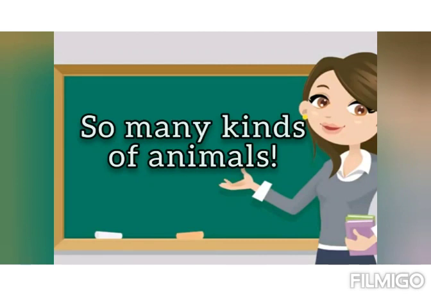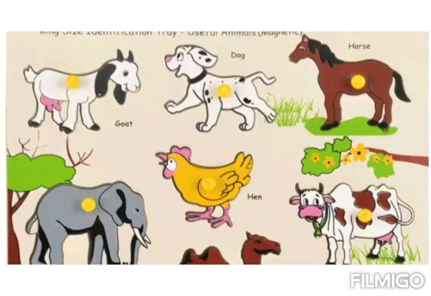So many kinds of animals. In last chapter, we learned about our environment. In this chapter, we are going to learn about different kinds of animals. These animals are very useful for us. They give us meat, milk, eggs. They even guard our house and help us carry burden.